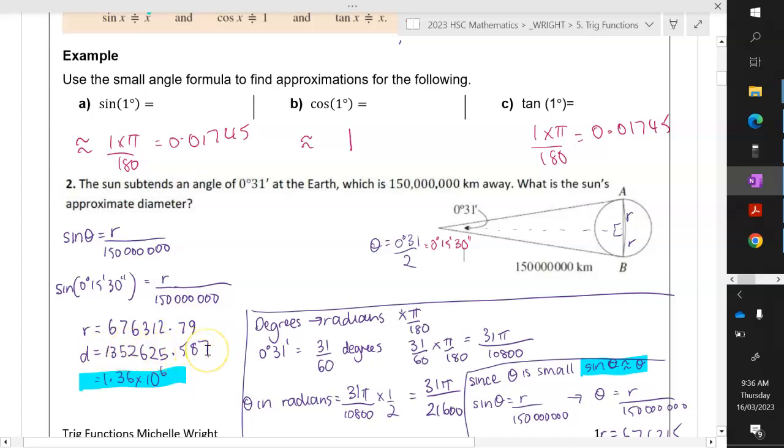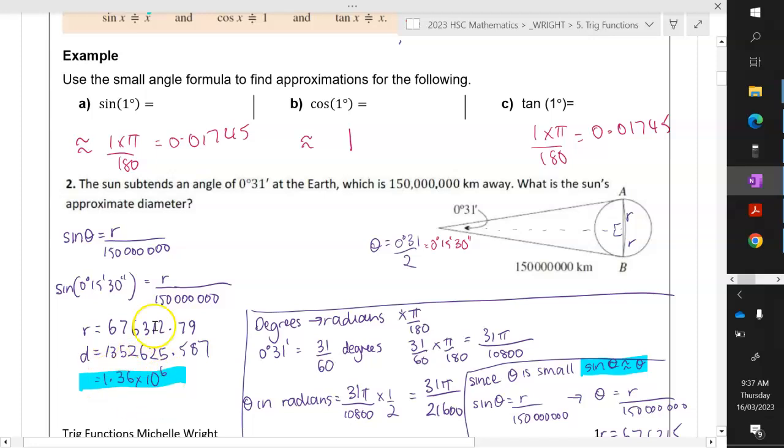What we normally do when we're working with numbers that are really large or really small is look at scientific notation. So what I've done is looked at the first 3 digits and rounded to 3 significant figures and multiplied that by 10 to the power 6. So that's my diameter, approximately. Okay, we can do it that way.